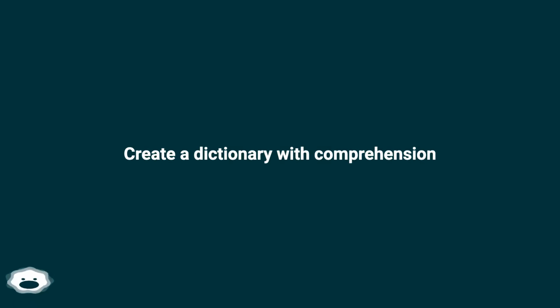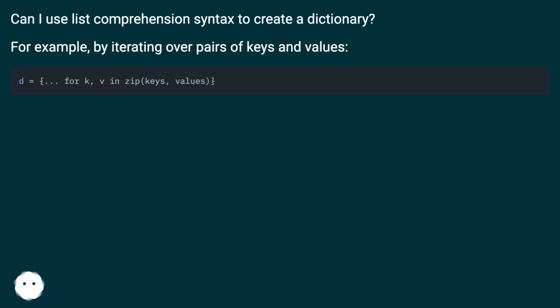Create a dictionary with comprehension. Can I use list comprehension syntax to create a dictionary? For example, by iterating over pairs of keys and values.